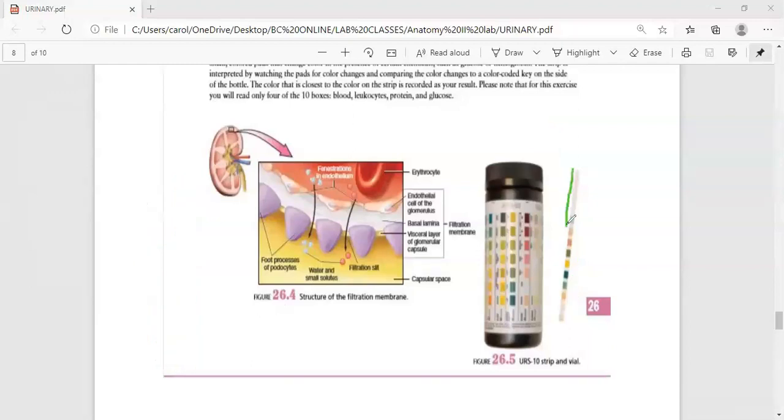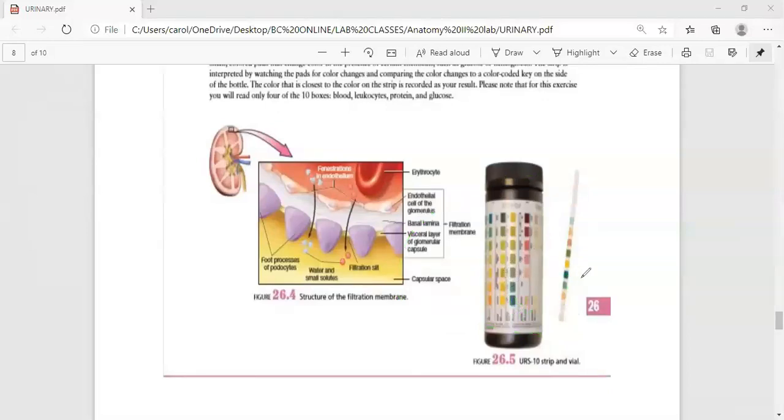Let's say this is the strip and you will align it this way. This one will go over here, and this one will go over here. You will align these things with every single one that you have in here. And depending on the color they change to, that's going to tell you more or less what they have.